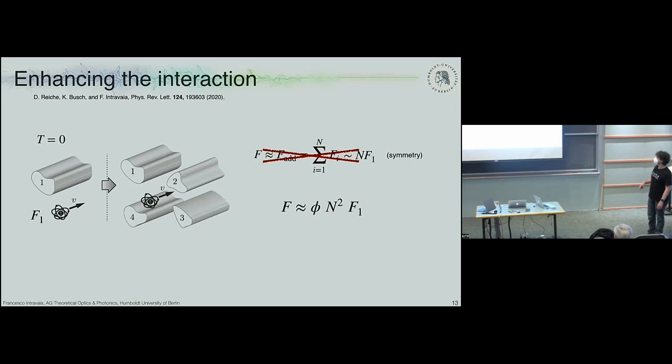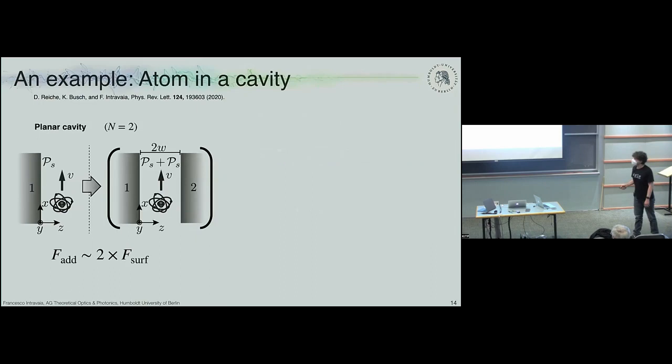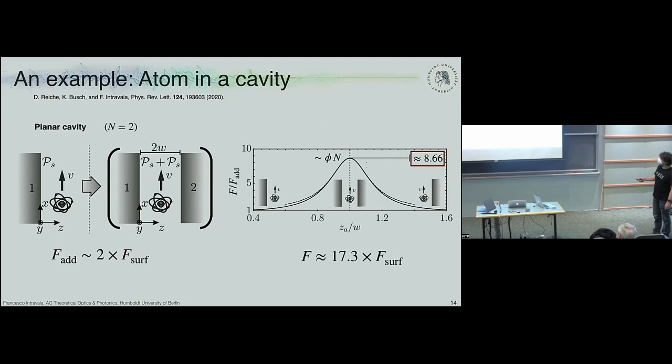All right, let me just give an example. This is an atom moving above a surface, and we compare the same thing with an atom moving within a cavity. From the additive perspective, we would have that the frictional force will be twice the force of one surface. So we did a calculation for this cavity. This is possible also analytically. This is the result. If the atom is moving in the middle, the force is increased by a factor of 17 with respect to the surface. Right? So this is already another order of magnitude that you add to your frictional interaction.